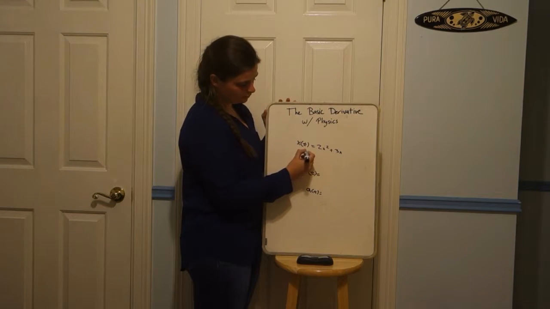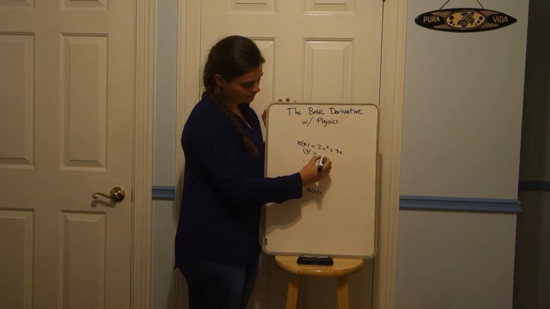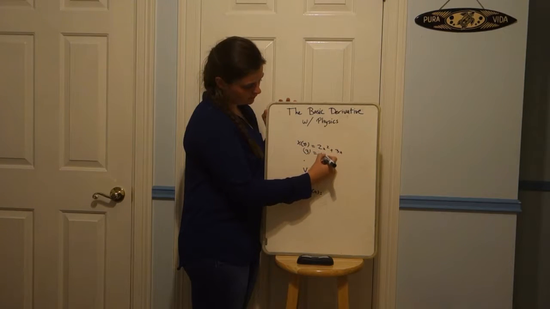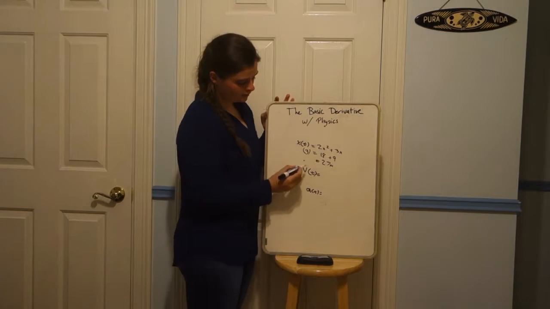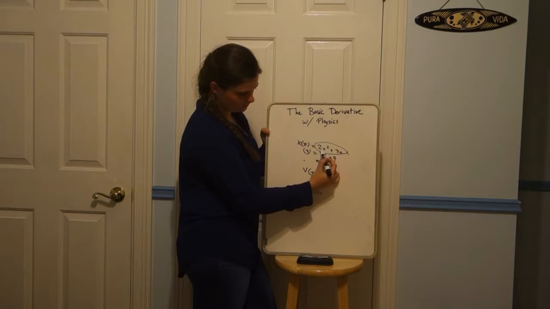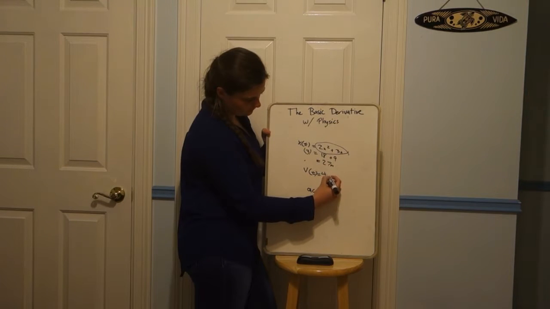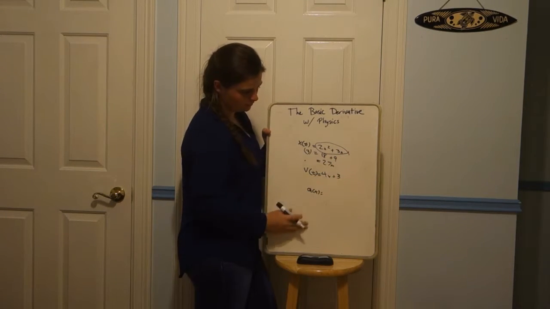So you can plug in 3 for your time, 3 seconds. He will be 18 meters plus 9 meters, 27 meters into his 100-meter dash. So then you can take the derivative of this initial equation. So 2 times 2, 4, subtract 1, x, plus 1 times 3, 3, subtract 1, 0, 1.